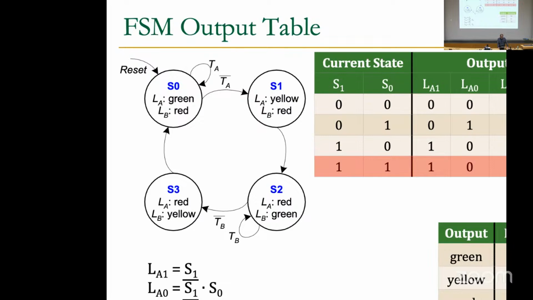S1 and S0 are the encoding of our state. We have 4 states, right? S0, S1, S2, and S3. When you want to encode them, we use 2 bits for them. S_1 is the most significant bit of that state, and S_0 is the least significant bit of that. So you are using these 2 bits in order to show your state.